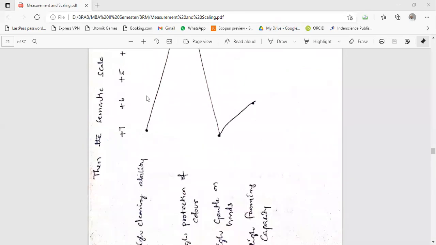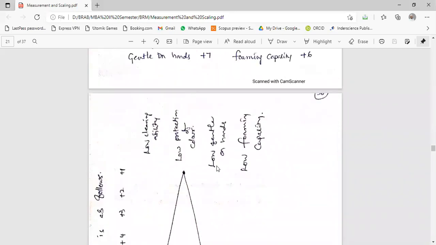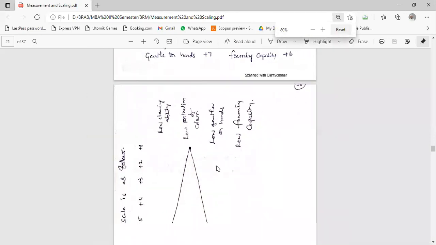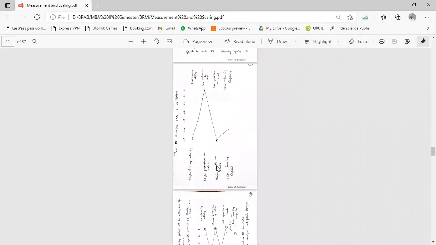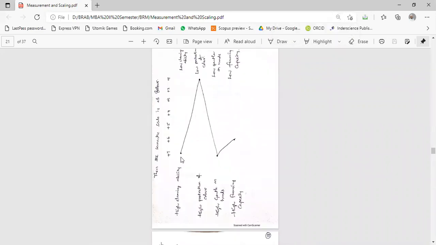I will wait for a minute. I will minimize this. Control minus. How to minimize it? Is it visible, guys? We have to see there.